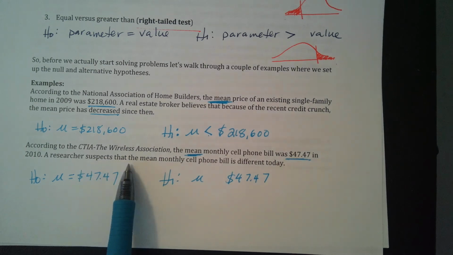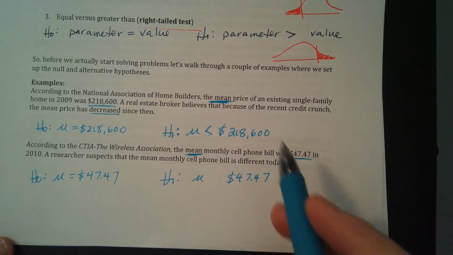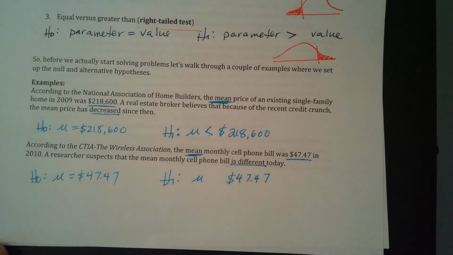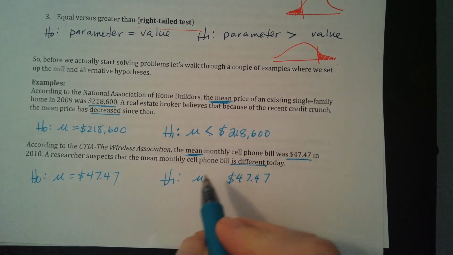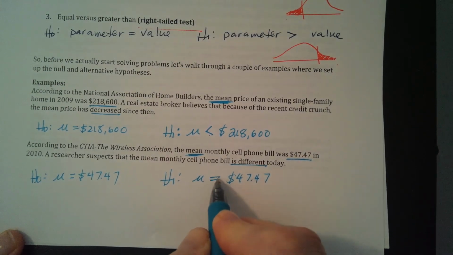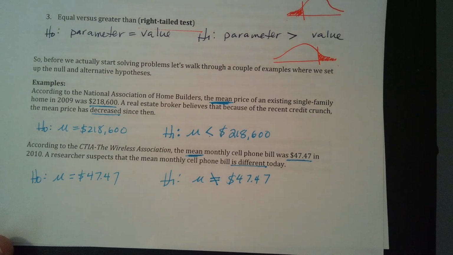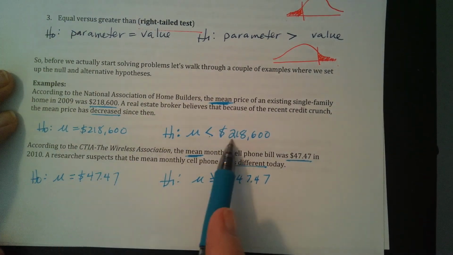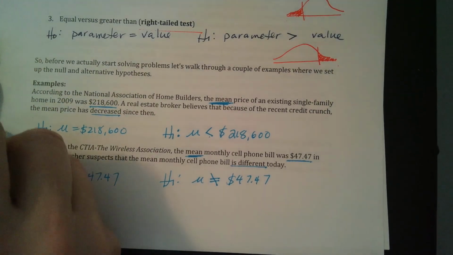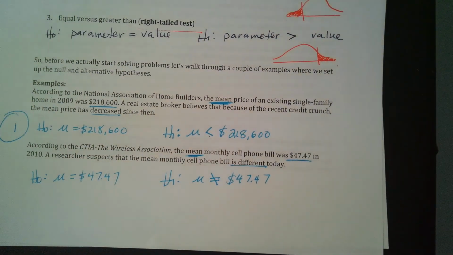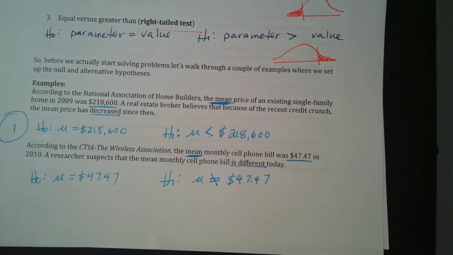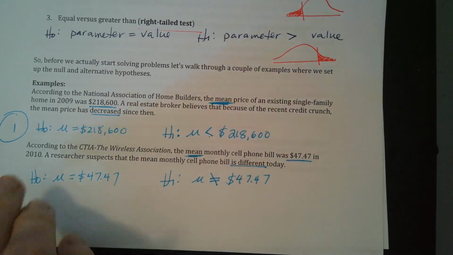Well, the researcher suspects that the mean monthly cell phone bill is different today. It does not state that it is more or less. It just simply says no longer equal to. So those are the key words that you're going to want to look for when creating your null and your alternate hypotheses. This is going to be step 1 in the process of doing your hypothesis testing.